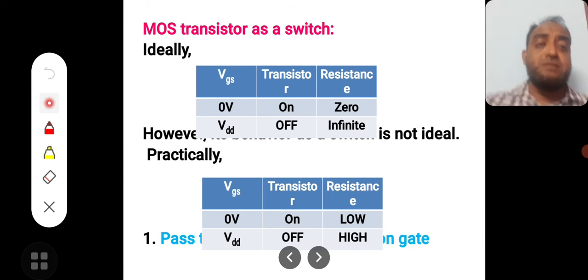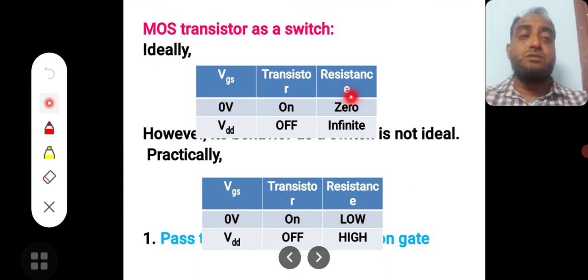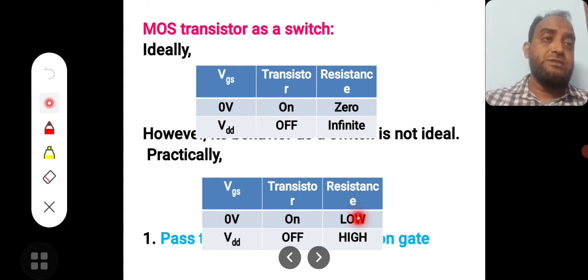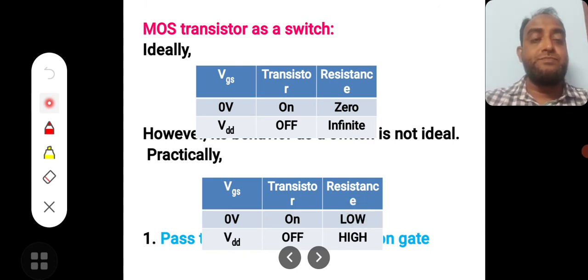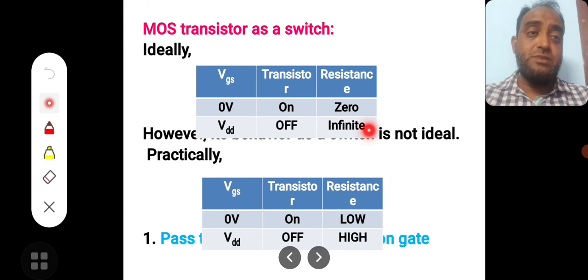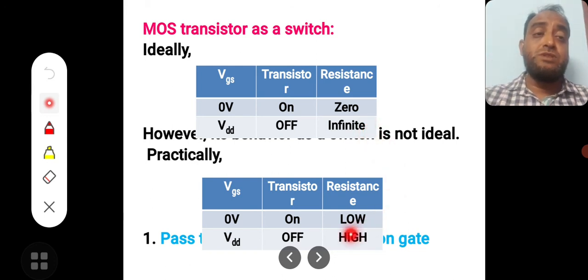In a practical case, we need to replace this 0 with low, because it will not always be equal to 0. And this infinite resistance may not be possible, so that infinity may be replaced with high.